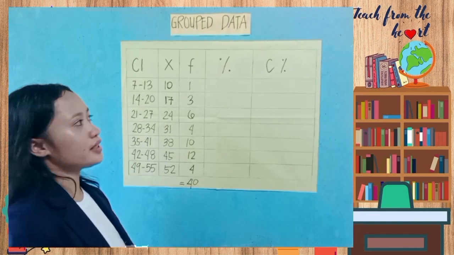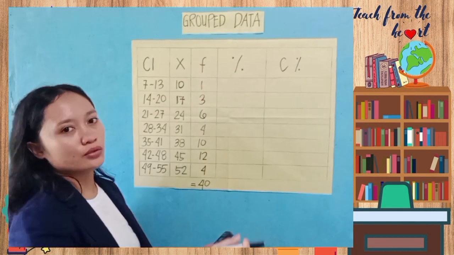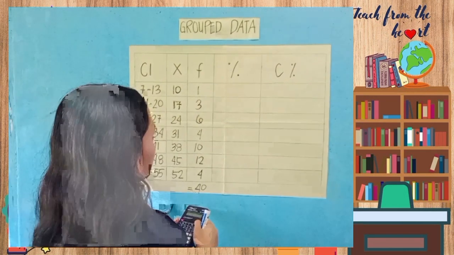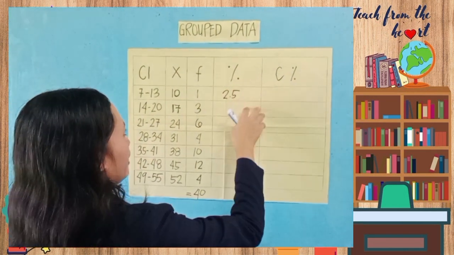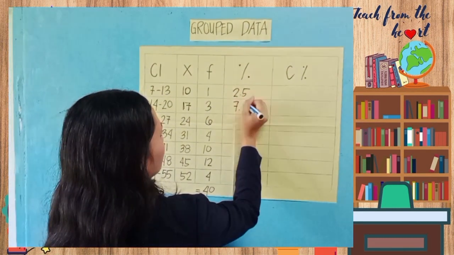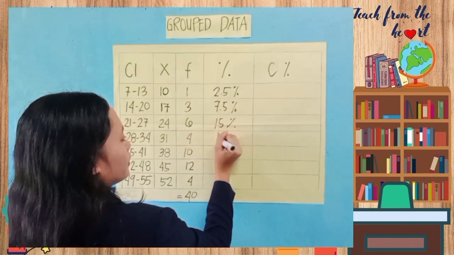In the percentage, we just need to divide the frequency by 40 students. So 1 divided by 40 is equal to 2.5. Same with 3 divided by 40, which is 7.5%. And so on.